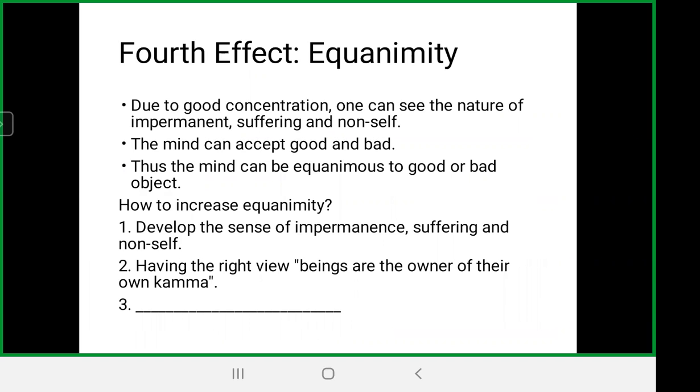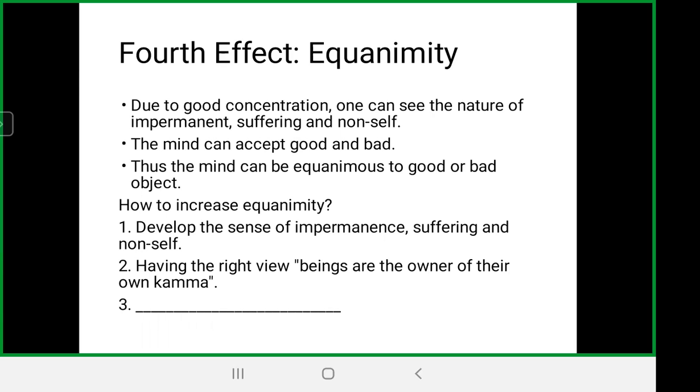So the mind can equalize good and bad objects. That's important. It's only when you see impermanence, suffering, and non-self that your equanimity is strong. So how do we increase the equanimity? You need to develop a sense of impermanence, suffering, and non-self. And you need to have the right view: beings are the owners of their own karma.